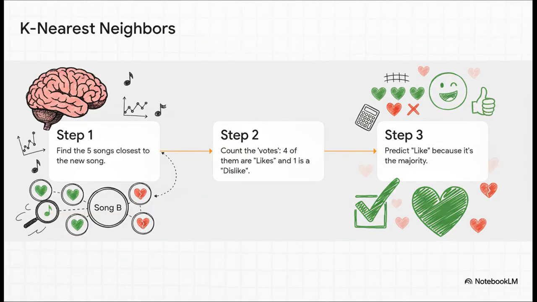Well, this is where the machine steps in. And it's not magic, it's just a simple, logical process. It uses an algorithm called K nearest neighbors. The K is just a number you pick. In our case, we'll pick 5.